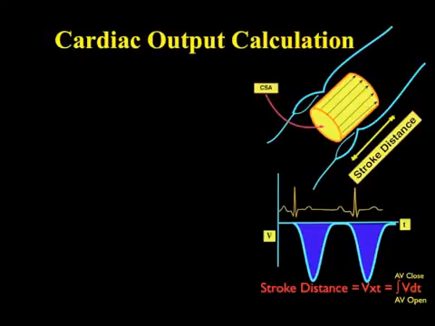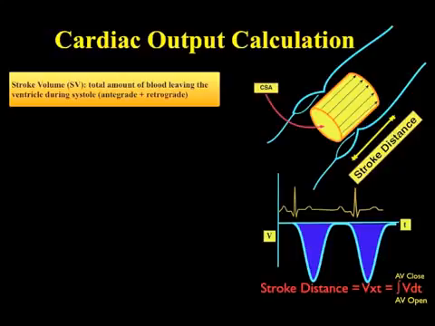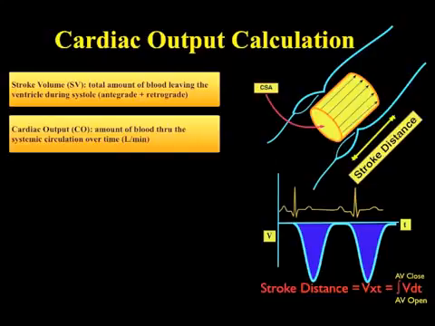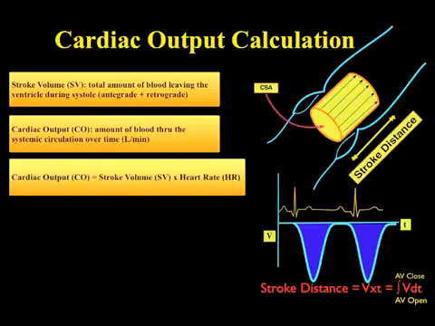In order to calculate cardiac output, several concepts must be understood and employed. The stroke volume is defined as the total amount of blood leaving the ventricle during systole. This includes both antegrade and retrograde flow. Cardiac output is defined as the amount of blood circulating through the body over time. In order to calculate cardiac output, stroke volume is therefore multiplied by heart rate.